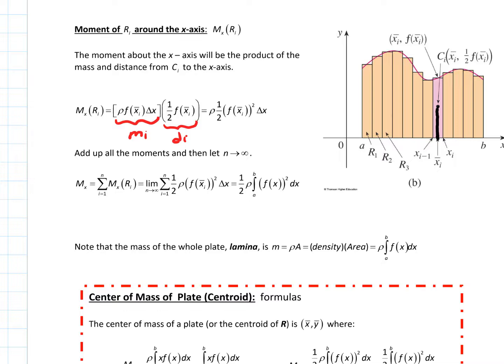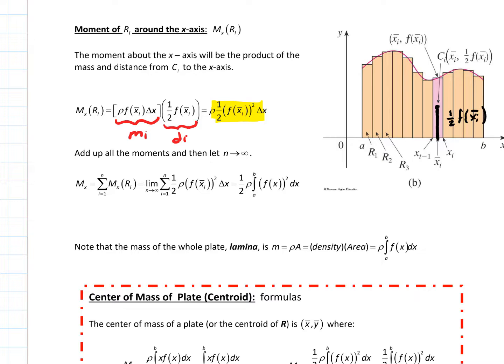So this distance right here to where that center is, remember that this represents 1/2 f of x sub i bar. So that's the distance to the x-axis. And so we've got the distance to the x-axis and the mass of the rectangle, and notice when we have rho f of x sub i bar delta x times 1/2 f of x sub i bar, we end up getting rho times 1/2 of f of x sub i squared delta x.